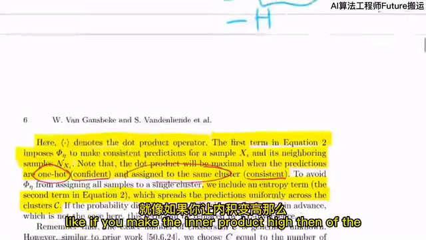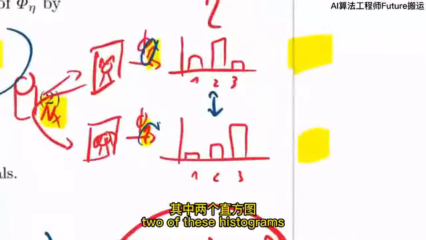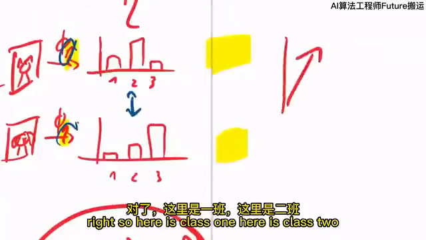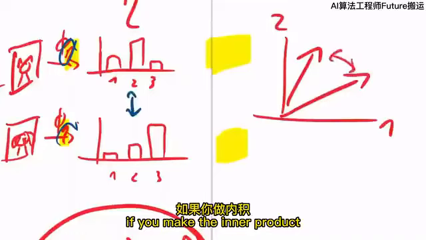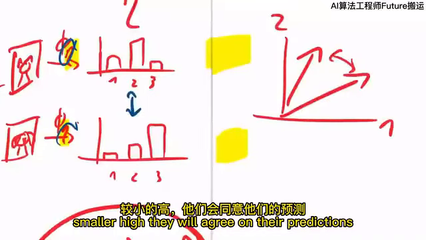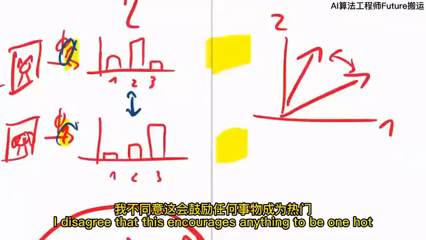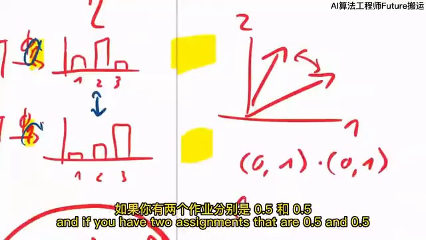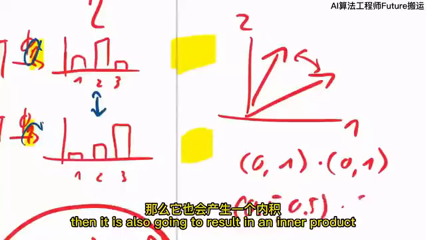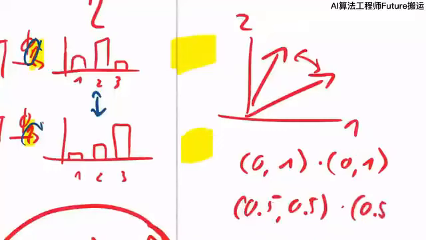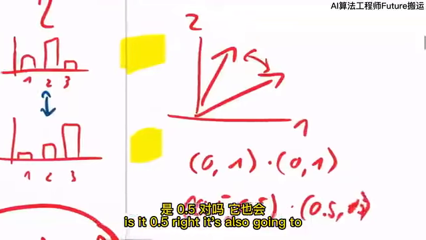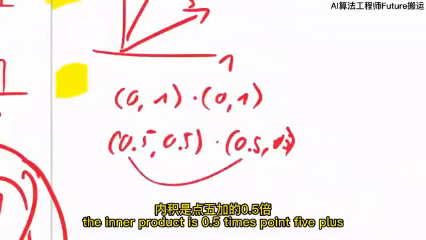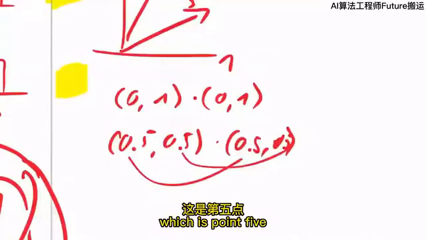Now I agree with the consistency. If you make the inner product high, then of two of these histograms, of course they'll look the same, right? Because these are ultimately vectors. These are three-dimensional vectors. Let's call them two-dimensional vectors, right? So here is class 1, here is class 2. If you make the inner product high, they will agree on their predictions. But I disagree that this encourages anything to be one hot. Like in my mind, if you have two vectors that are both 0, 1 times 0, 1, the inner product is going to be 1. And if you have two assignments that are 0.5 and 0.5, then it is also going to result in an inner product of, is it 0.5, right? So what's the inner product here? The inner product is 0.5 times 0.5 plus 0.5 times 0.5, which is 0.5. Am I dumb?